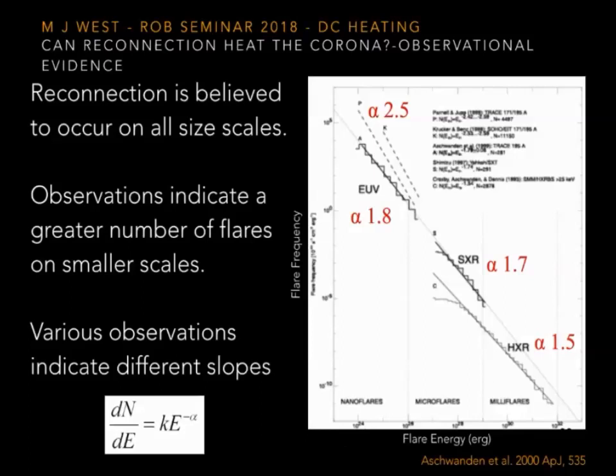However, we don't have any direct observations of nanoflares because they're too small. They're below our current imaging resolution. So we actually make assumptions on how many of these nanoflares we expect to see. And in the past, people have made various surveys of assessing numbers of different flares. So in hard X-ray observations, they came up with a power law of about 1.5 from this flare energy, flare frequency. Soft X-rays is 1.7, in the EUV 1.8 and 2.5.